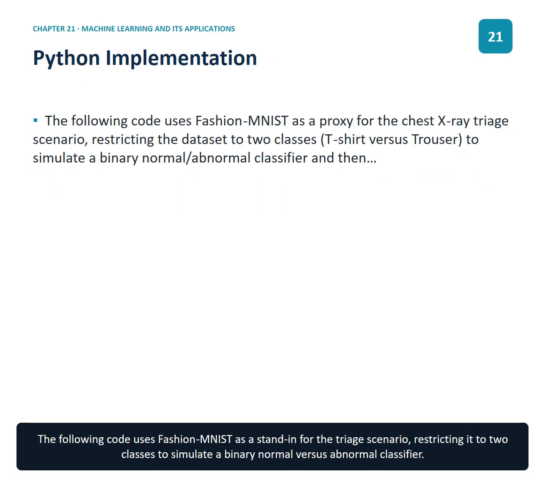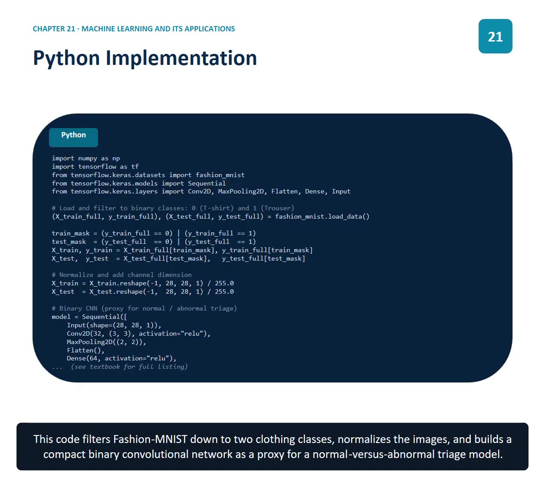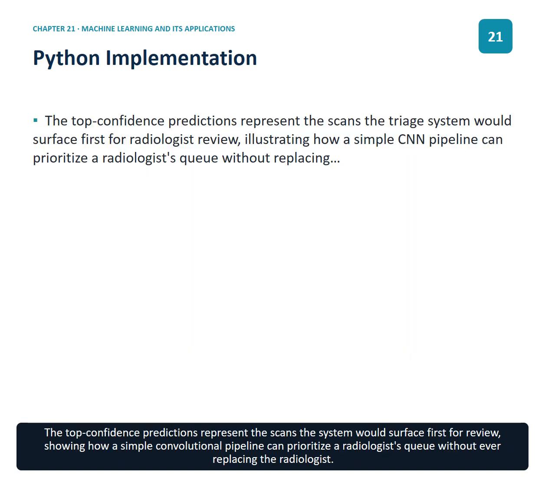The following code uses Fashion MNIST as a stand-in for the triage scenario, restricting it to 2 classes to simulate a binary normal versus abnormal classifier. This code filters Fashion MNIST down to 2 clothing classes, normalizes the images, and builds a compact binary convolutional network as a proxy for a normal versus abnormal triage model. The top confidence predictions represent the scans the system would surface first for review, showing how a simple convolutional pipeline can prioritize a radiologist's queue without ever replacing the radiologist.